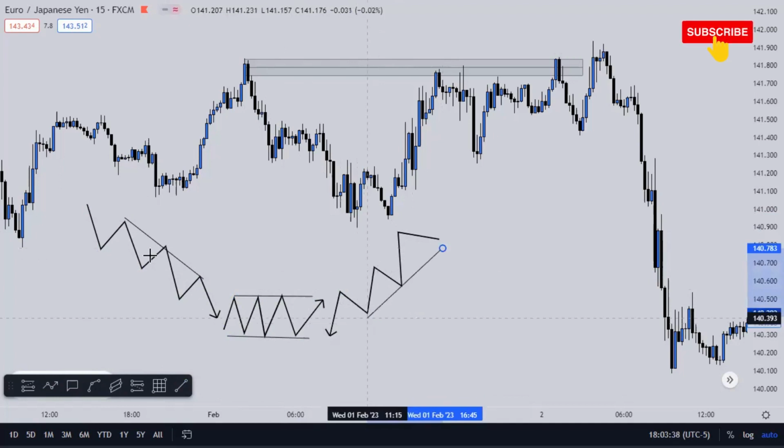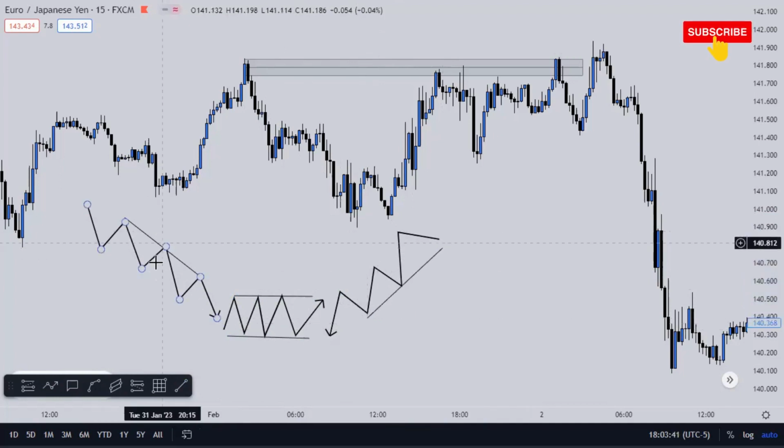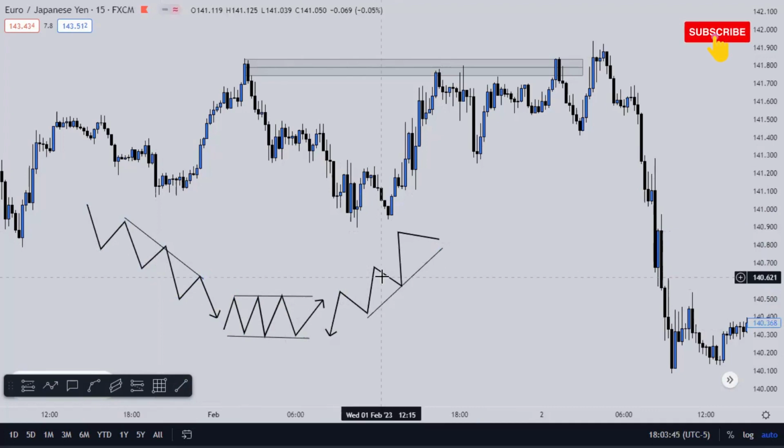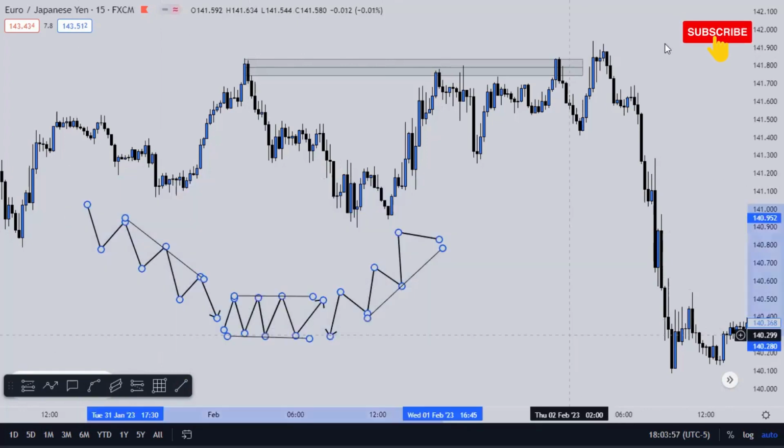So what you want to do is, in the bearish market condition, you want to be selling. In the bullish market condition, you want to be buying. If the market is trending upward, you want to be looking for buys. In a ranging market, you can look for both buys and sells. So now let me just walk you through my examples.